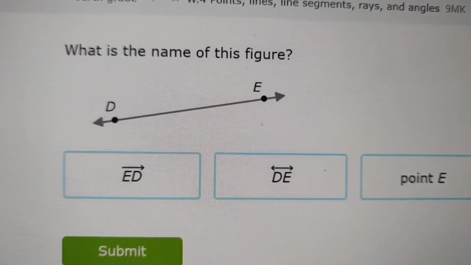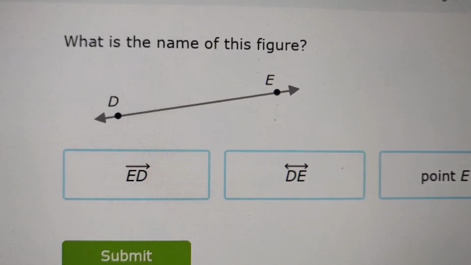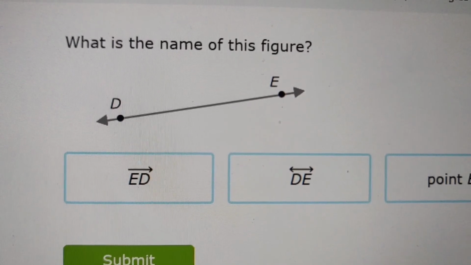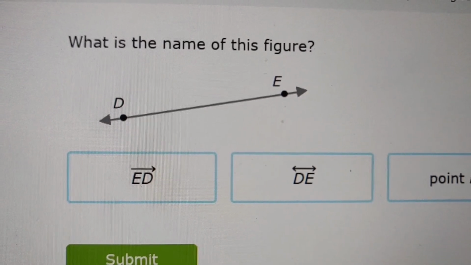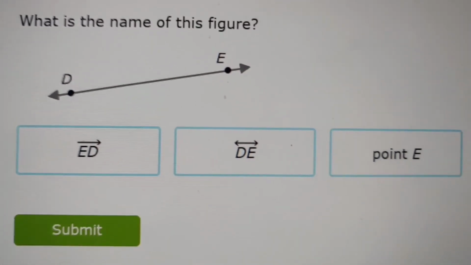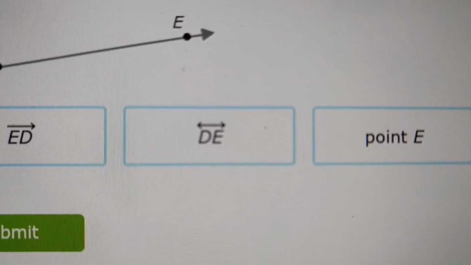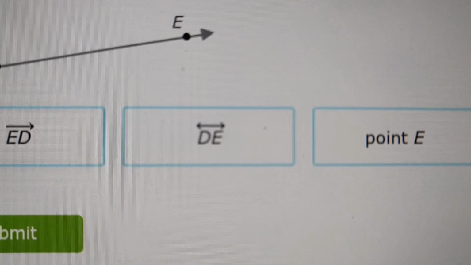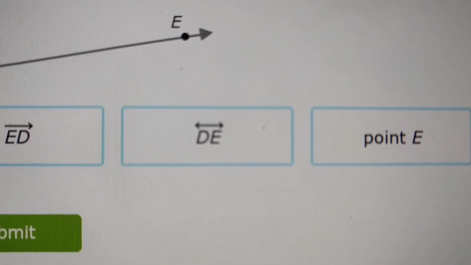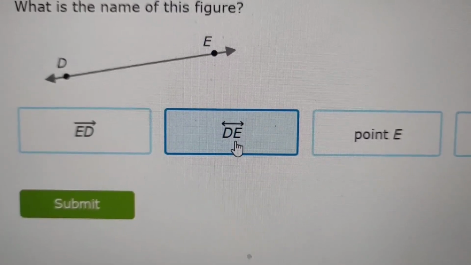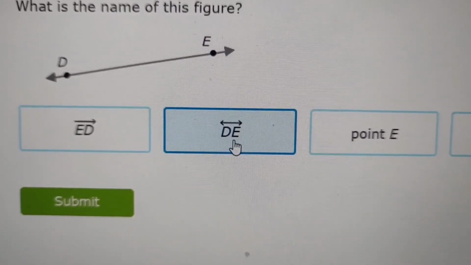Welcome back, sorry. I see that this is a line and it has the points D and E on it. So we'll call it line DE. And the only one that shows line DE is that one because it has a line above it with arrows on each side going forever and ever. So that choice shows line DE.